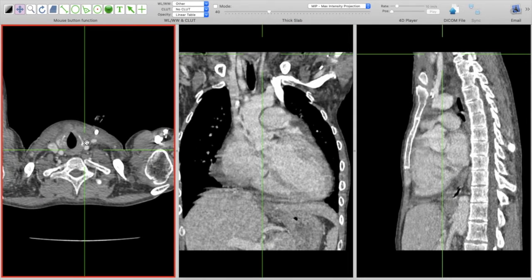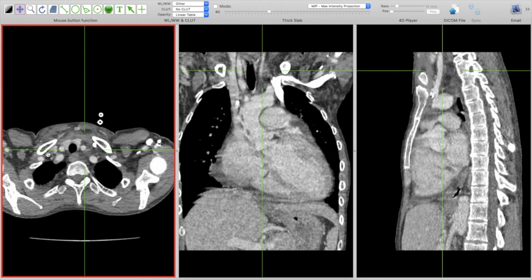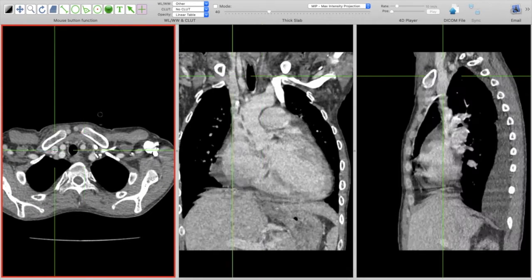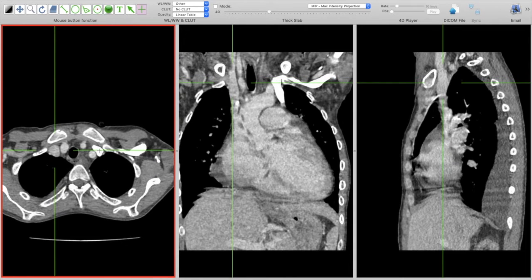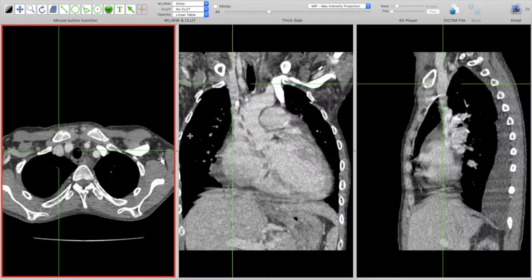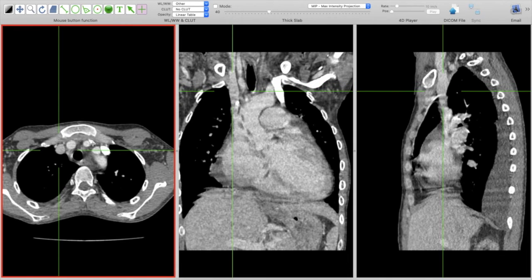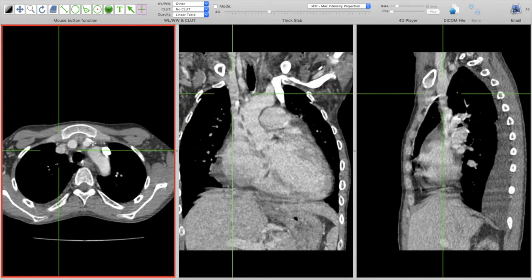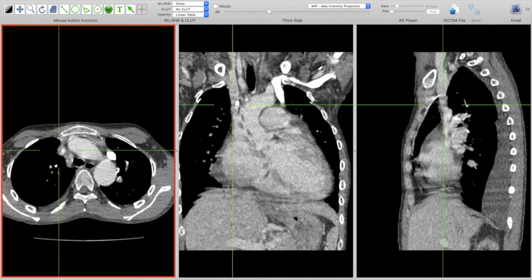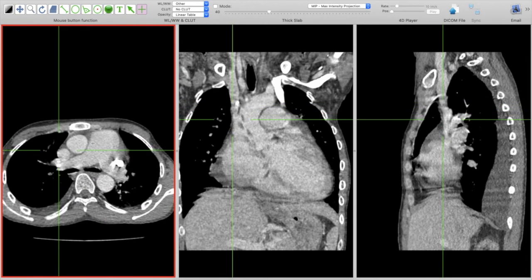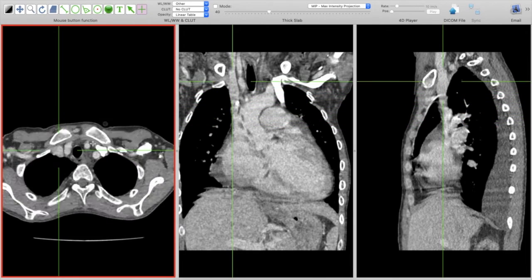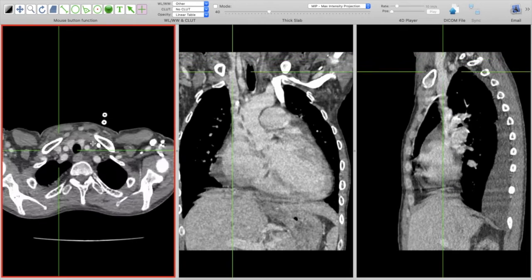A right superior vena cava can also be seen in this patient here, and as you follow the left-sided superior vena cava, you can see that there is a bridging vein which likely arises from the left brachiocephalic vein, which drains also into the right superior vena cava. Otherwise, no hemo or pneumomediastinum, hemo or pneumopericardium or pneumothorax in this patient.